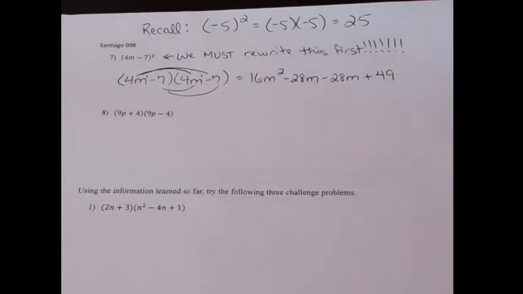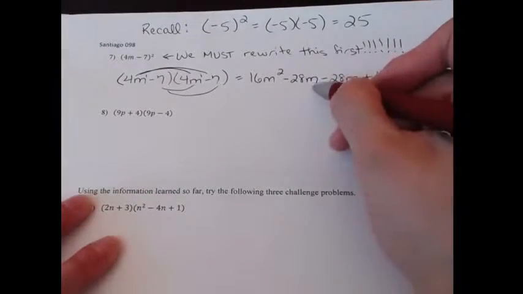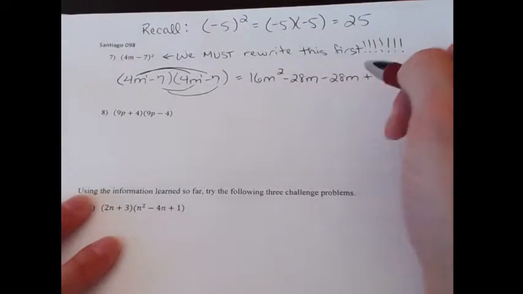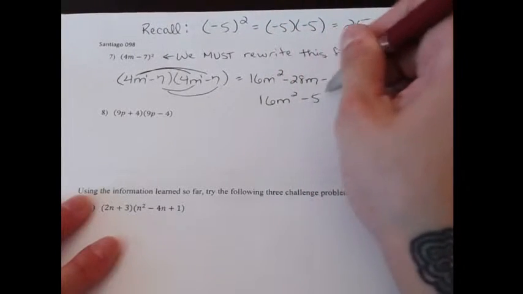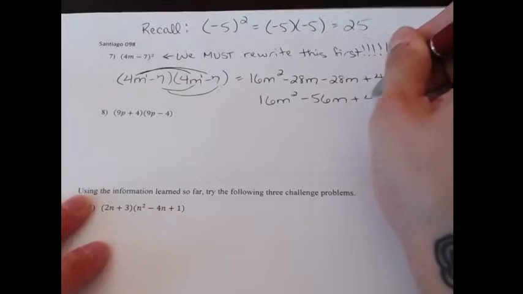Notice how many terms I have. I have 4 terms, because I was squaring a binomial, which means binomial times binomial, hence 4 terms. These 2 terms are like, so I'm going to combine them. My final answer is 16m squared minus 56m plus 49.